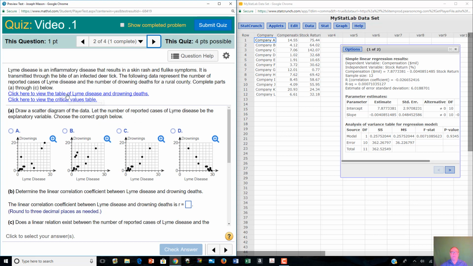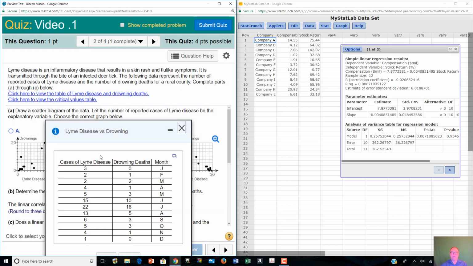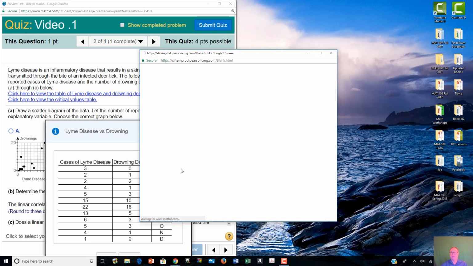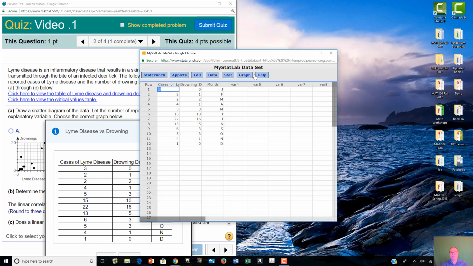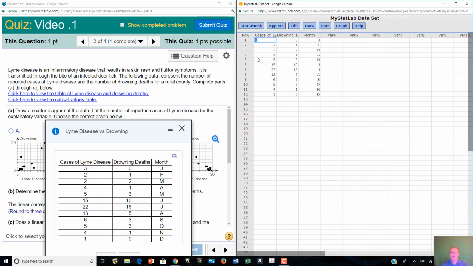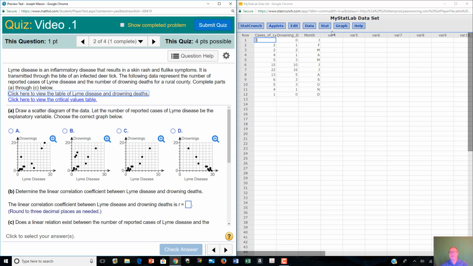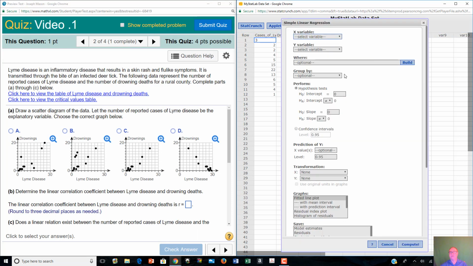So now we're going to open up the Lyme disease table. We click the icon, open in StatCrunch. I get a new StatCrunch window. Click at the top, Window, right arrow to move it to the right. Close my data over here. Go under Stat, Regression, Simple Linear.